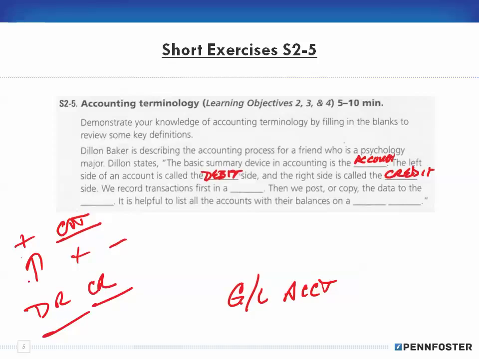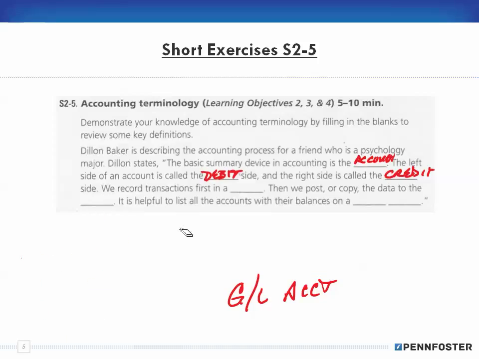So a debit in one situation could be an increase, but in another situation it could be a decrease. So you don't have a definition of plus and minus, increase or decrease, for debits and credits. The definition of a debit is what's on the left. The definition of a credit is what's on the right. We record the transactions first in the journal. Then we post or copy the data to the general ledger accounts.